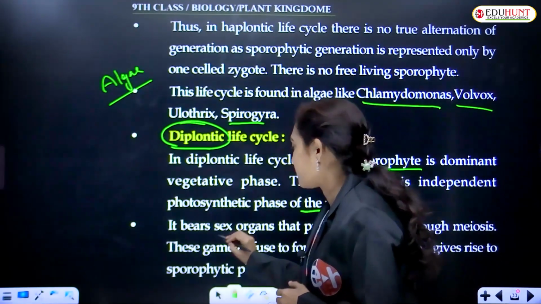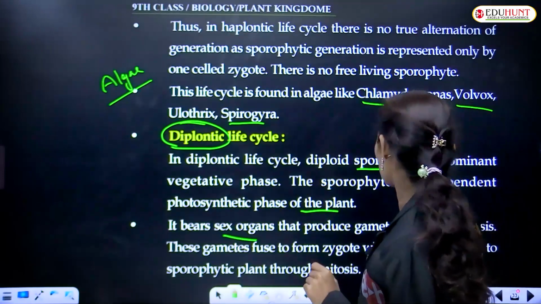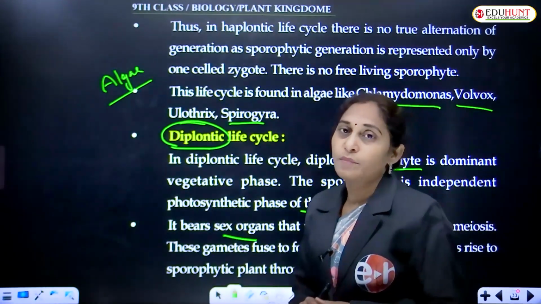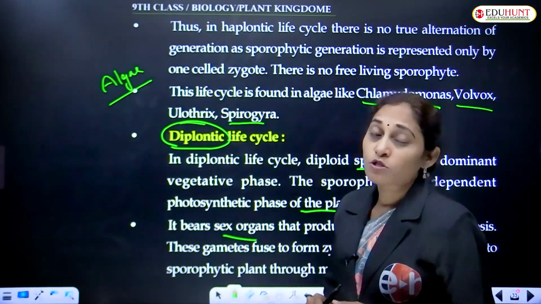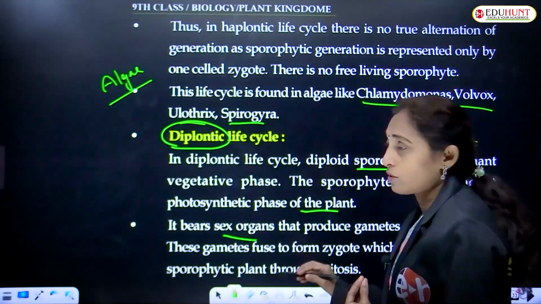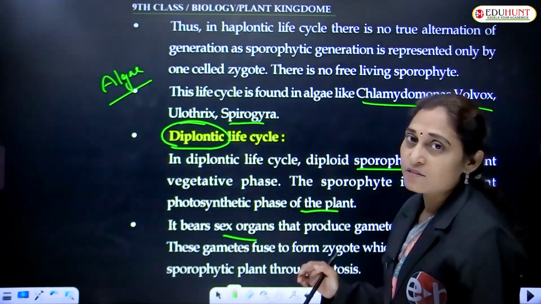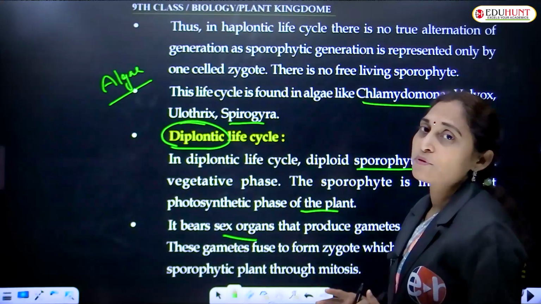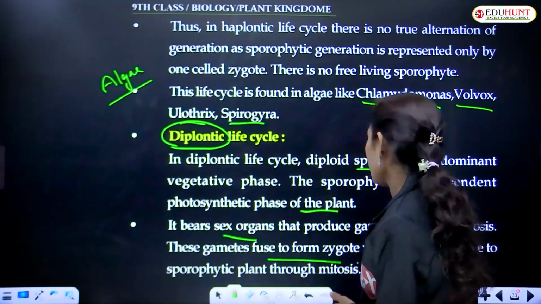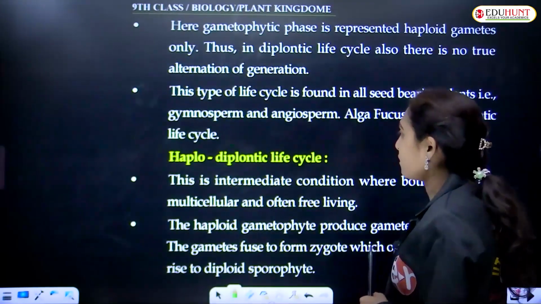The sporophyte bears the sex organs that produce gametes. Sex organs always undergo meiosis to produce the spores, which are haploid. These sex organs produce the gametes, which on fusion yield the sporophyte. These gametes fuse to form the zygote, which is the first cell of the sporophytic phase.